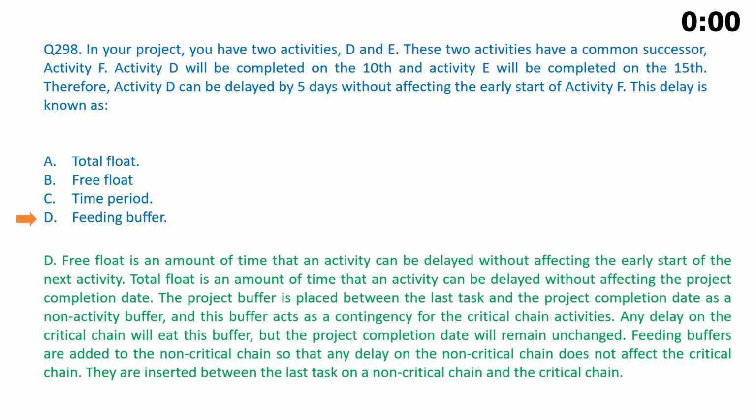The correct answer is B. Free float is an amount of time that an activity can be delayed without affecting the early start of the next activity. Total float is an amount of time that an activity can be delayed without affecting the project completion date. The project buffer is placed between the last task and the project completion date as a non-activity buffer, and this buffer acts as a contingency for the critical chain activities. Any delay on the critical chain will eat this buffer, but the project completion date will remain unchanged.